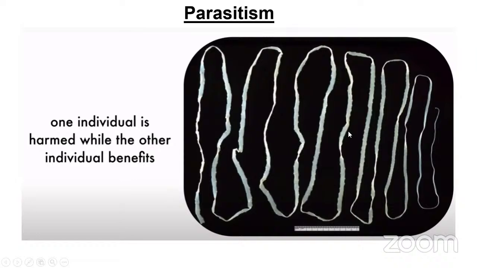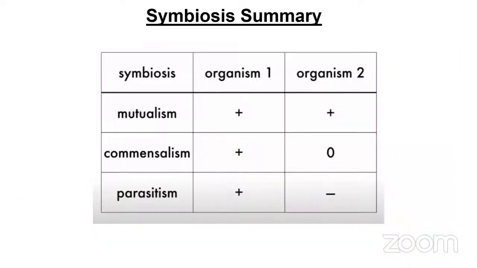So in summary, if we look at the three types of symbiosis, in mutualism, both the organisms are getting benefit. In commensalism, only one is getting benefit while the other is getting no benefit or no harm also. In parasitism, one is getting benefit, but the other is getting harm, like the example of tapeworm living inside the intestine of a human being.